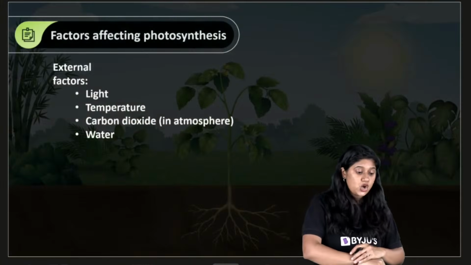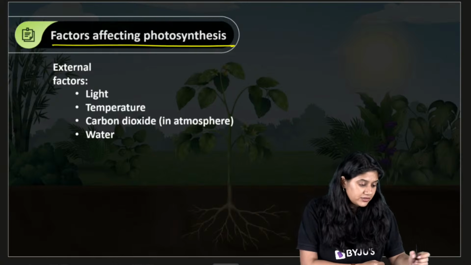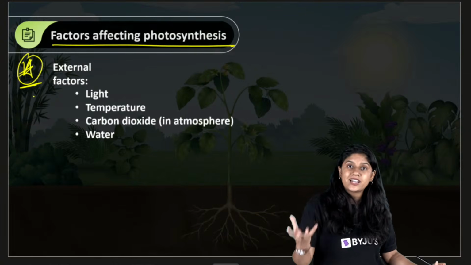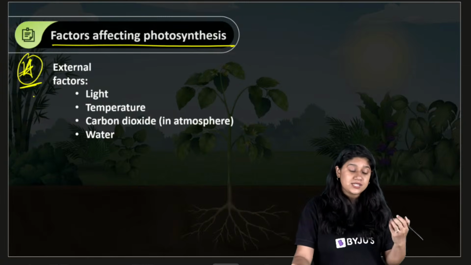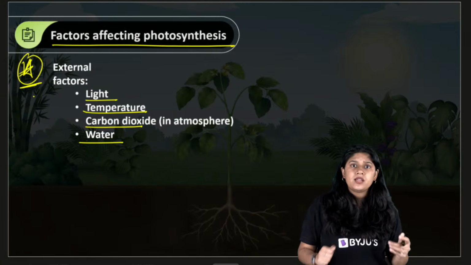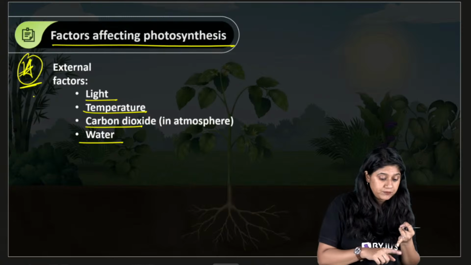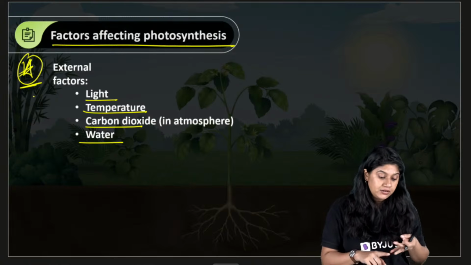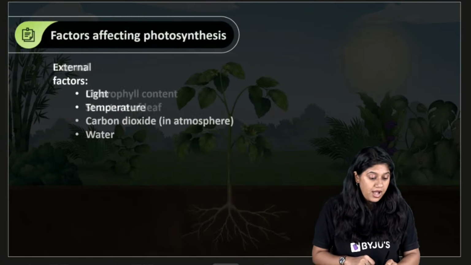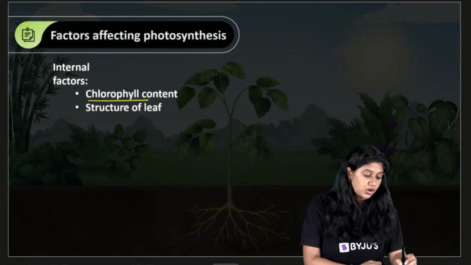After this, everyone, let's talk about the factors. What are the factors that are affecting photosynthesis? Now, this is a little bit extra for us, but it's very important for us to understand. The factors affecting photosynthesis are light, temperature, carbon dioxide, and water. Based upon the amount of light the plant is receiving, the rate of photosynthesis will vary. Based upon the temperature that they are in, the carbon dioxide that is there in the atmosphere, and the water level. Apart from that, internal factors: how much chlorophyll content they have and the structure of the leaf.